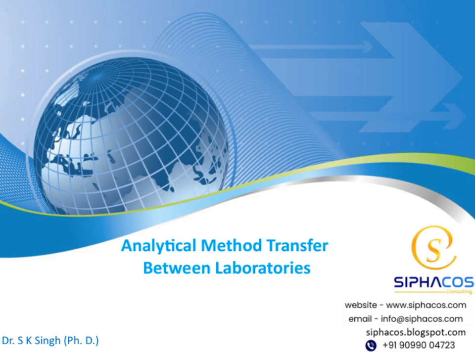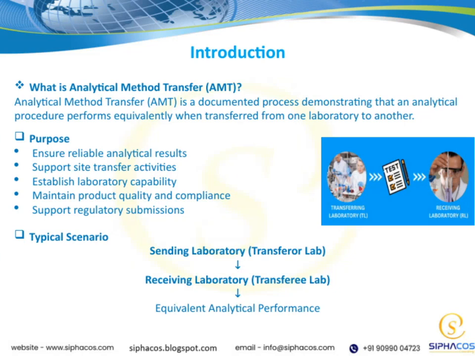Let's get started. Let's start by understanding what analytical method transfer, or AMT, really means. It's a documented process that shows an analytical procedure works just as well when moved from one lab to another. The goal here is clear: to ensure reliable results, support site transfers, confirm lab capability, maintain product quality, and meet regulatory requirements. Typically, this involves a sending lab transferring the method to a receiving lab, with the key outcome being equivalent analytical performance between them.